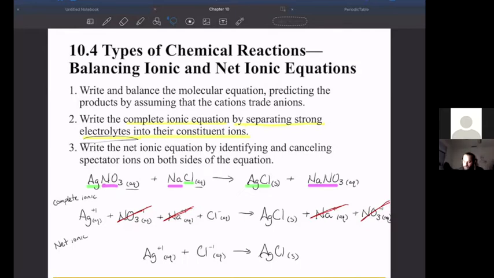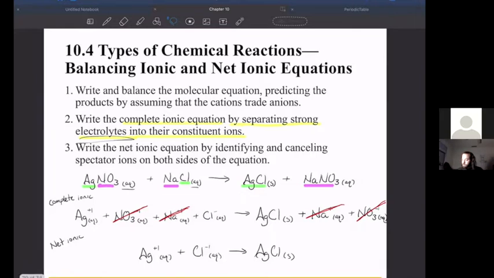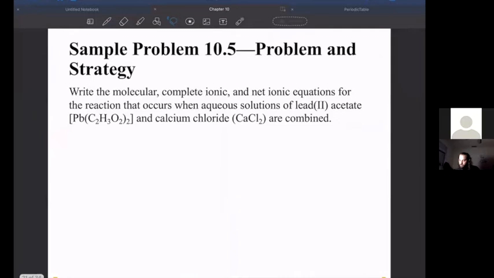All right, but that's how you would get your complete ionic equation. You break apart all your electrolytes, all of your aqueous compounds, into their constituent ions. And your net ionic is when you go through and cancel everything that's on both sides. Okay. All right, so let's do another one.